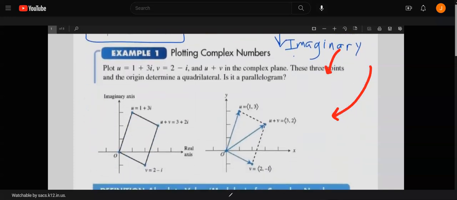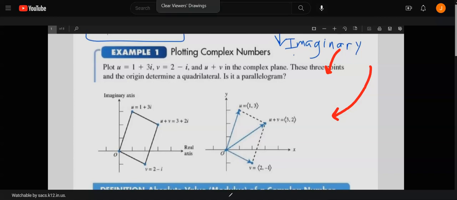Oh, well, I must be talking still. Better delete that. Okay, plotting complex numbers. Whoa, this looks an awful lot like vectors, except these are just dots.